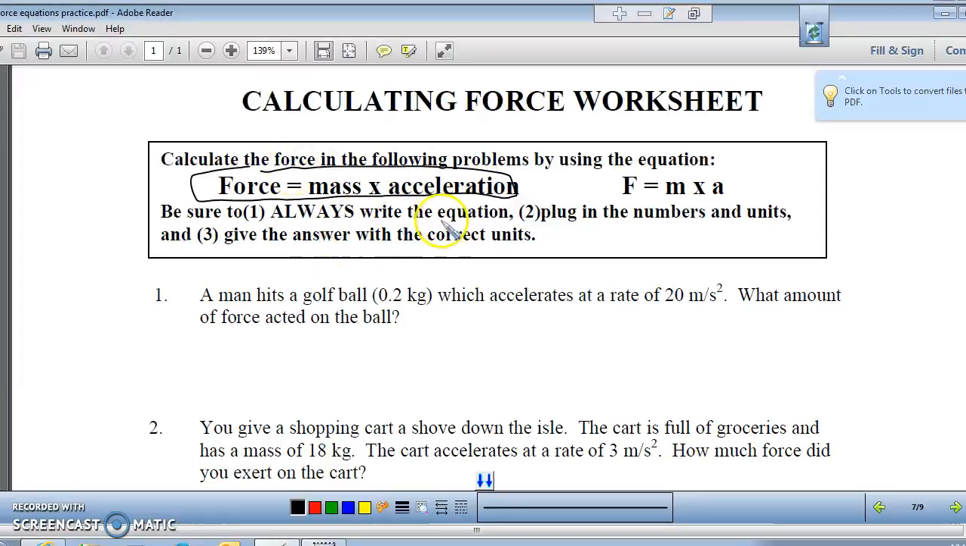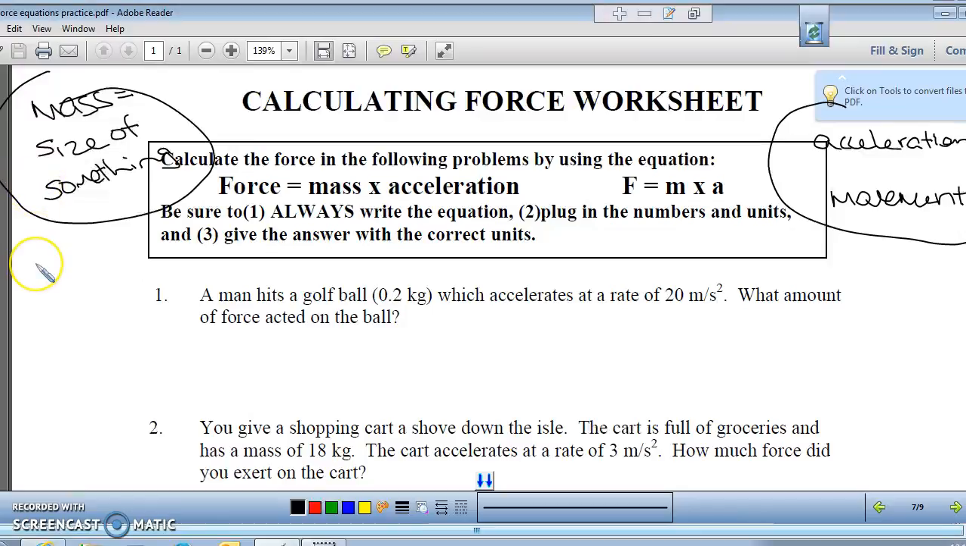It says be sure to always write the equation. So yes, you have to show your work just like you would in math class. Plug in the numbers and the units. So remember, force is measured in newtons. And give the answer with the correct number of newtons. So I'm going to do a couple with you, and then I'm going to let you try some on your own.